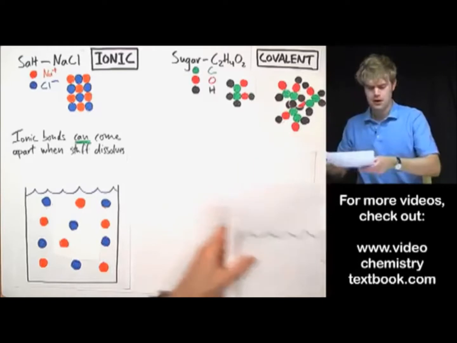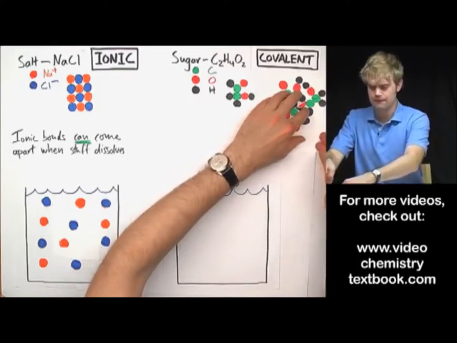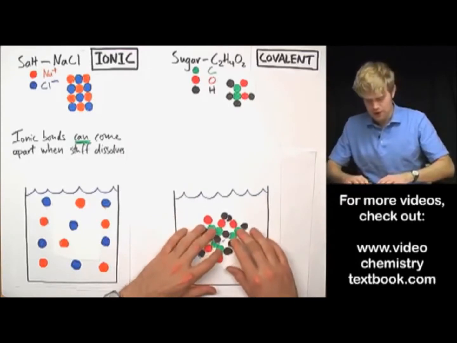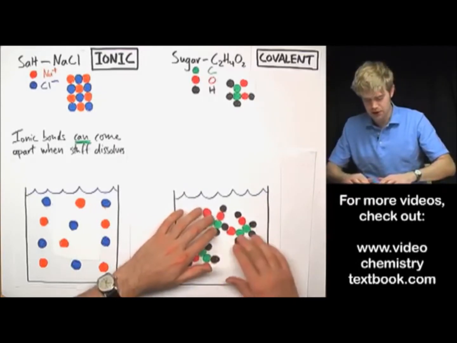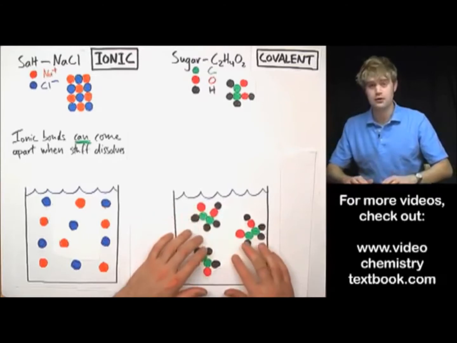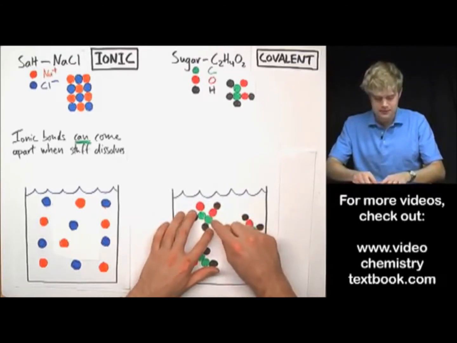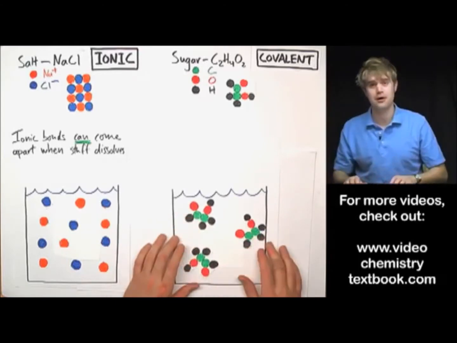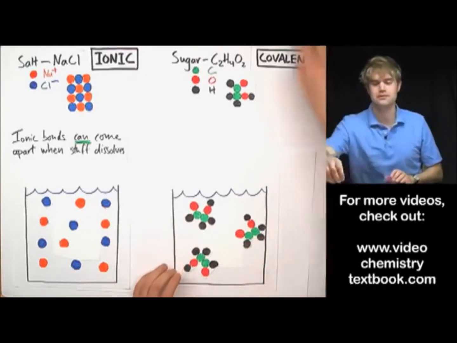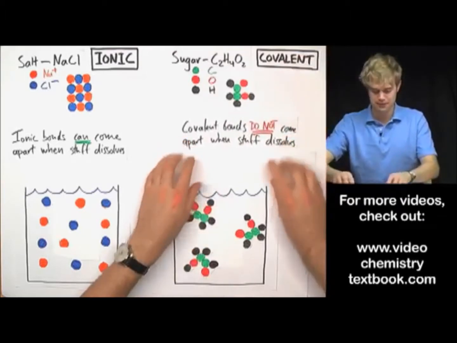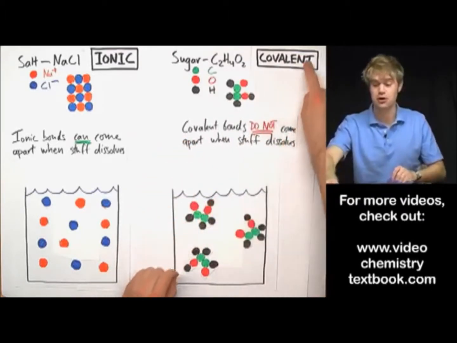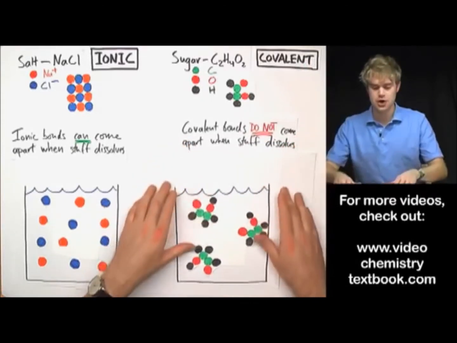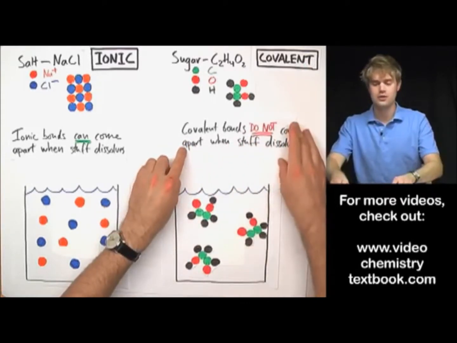So, we take this grain of sugar and we dissolve it in the water, and this is what we're going to see. The grain of sugar comes apart into the individual molecules, but the atoms in the molecules are held together by covalent bonds, and they're not coming apart. So we're not going to get individual atoms. Covalent bonds that hold together the atoms in a molecule do not come apart when stuff dissolves.